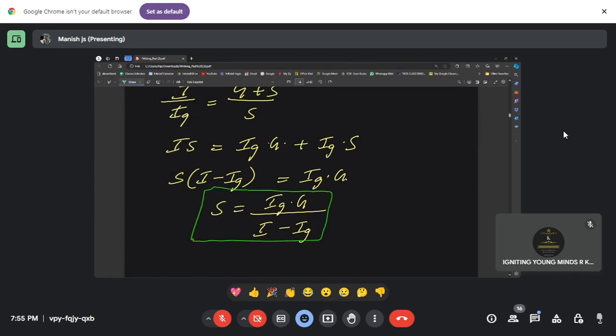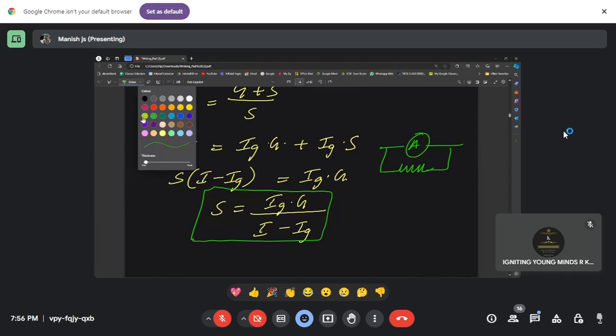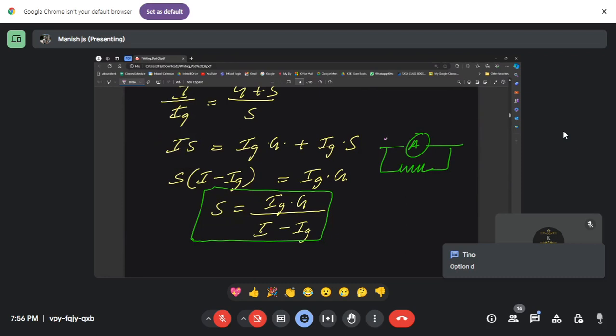Okay. So here, this is where you have your ammeter. This is the diagram. So we are connecting a resistance in parallel with it, provided the current flowing through the ammeter. The ammeter is going to have some resistance. So we are taking that resistance as G. This is your shunt resistance R. The incoming current is going to be I.